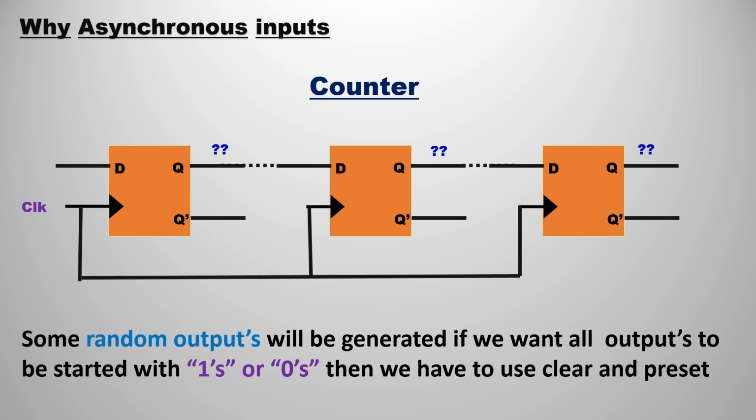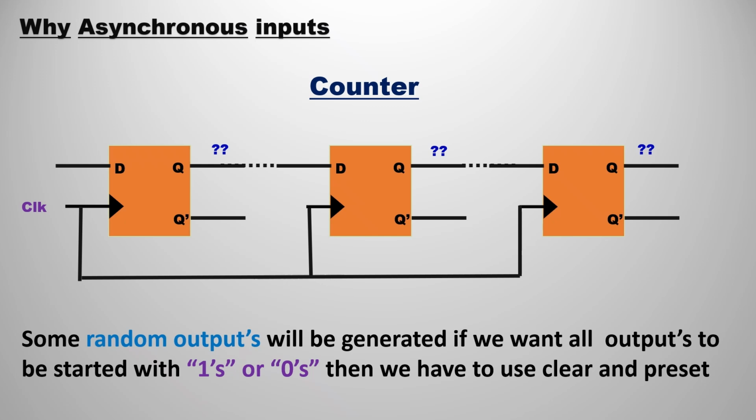First of all, after connecting like that, just switch on the power. Then what will our outputs be at the first time? We don't know that. It will be some random outputs, and we don't want that. If you want to start all with 0, or if you want to start all with 1, what will you do? That is the same thing that is written here. Instead of having all random outputs at the start, we are going to have all of them as 1, or all of them as 0, using clear and preset.